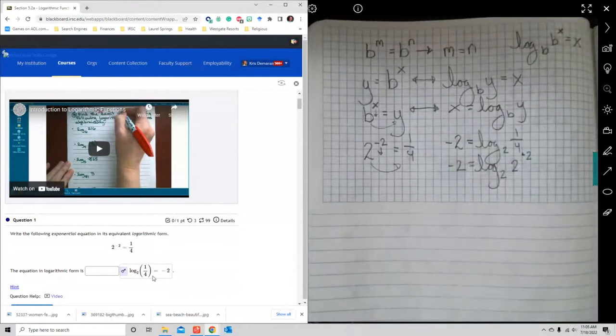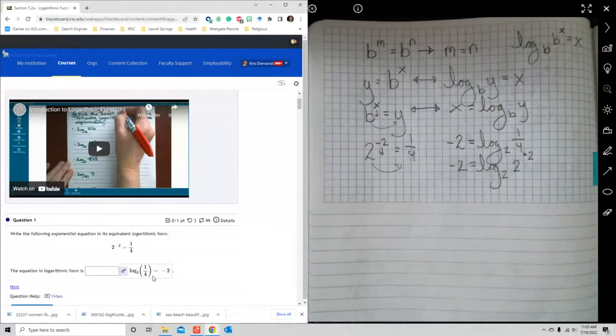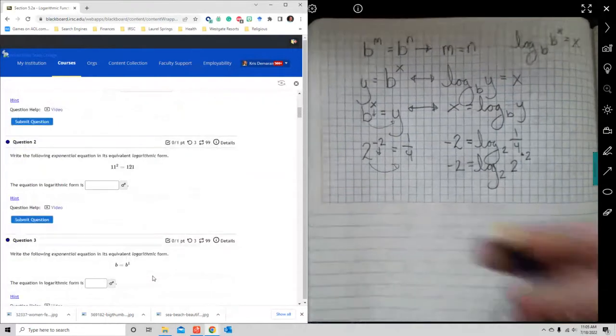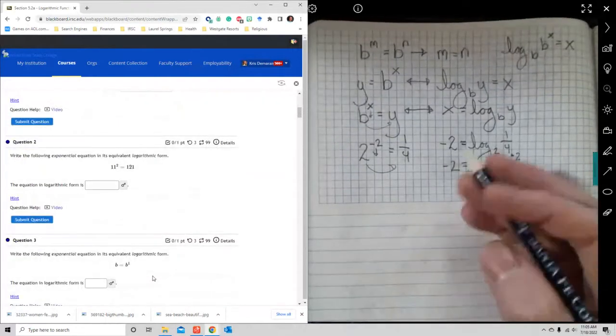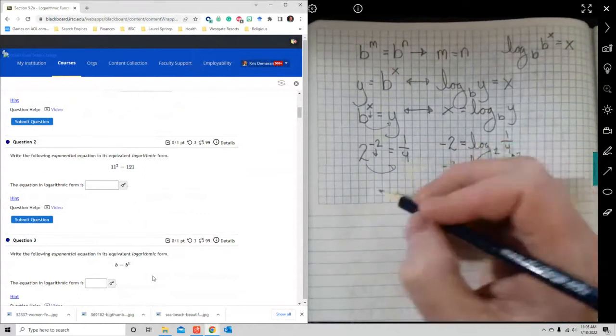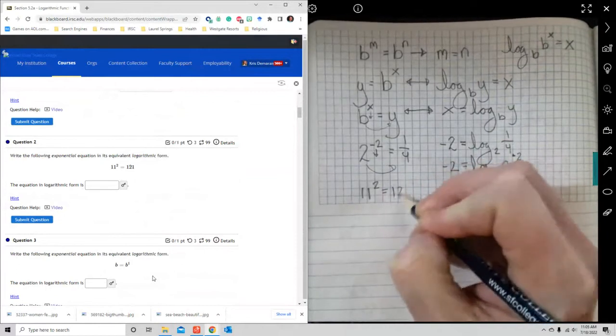All right. So unless they tell you how they want you to write it, they say write the log first, then that's what we're looking for. All right. Now, right here it says write the following exponential function as equivalent logarithmic function, or form. So again, it's following that structure that we had before.